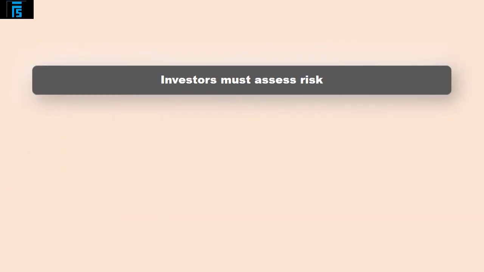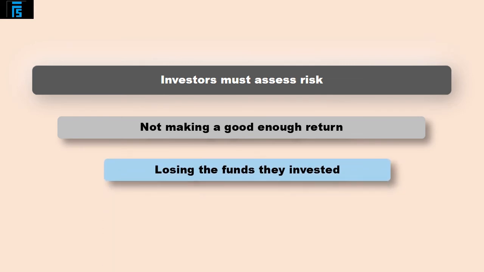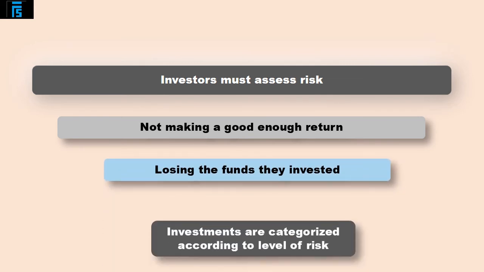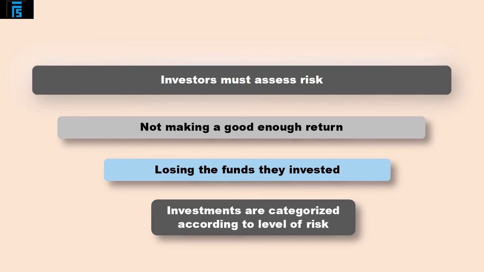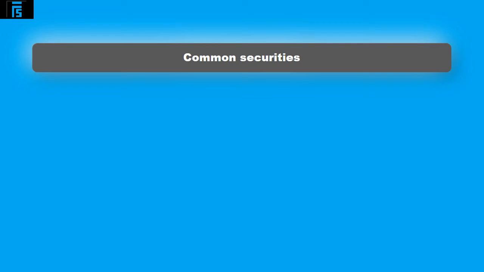I've touched a little on the concept of risk and return. Investors invest to make a return. When they invest, they must assess the risk of, one, not making a good enough return, and two, losing the funds they invested. Investments are categorized according to their level of risk. The general rule of thumb is the higher the risk, the higher the expected return. Let's go over some common securities traded on the financial markets and the risk attached to them.